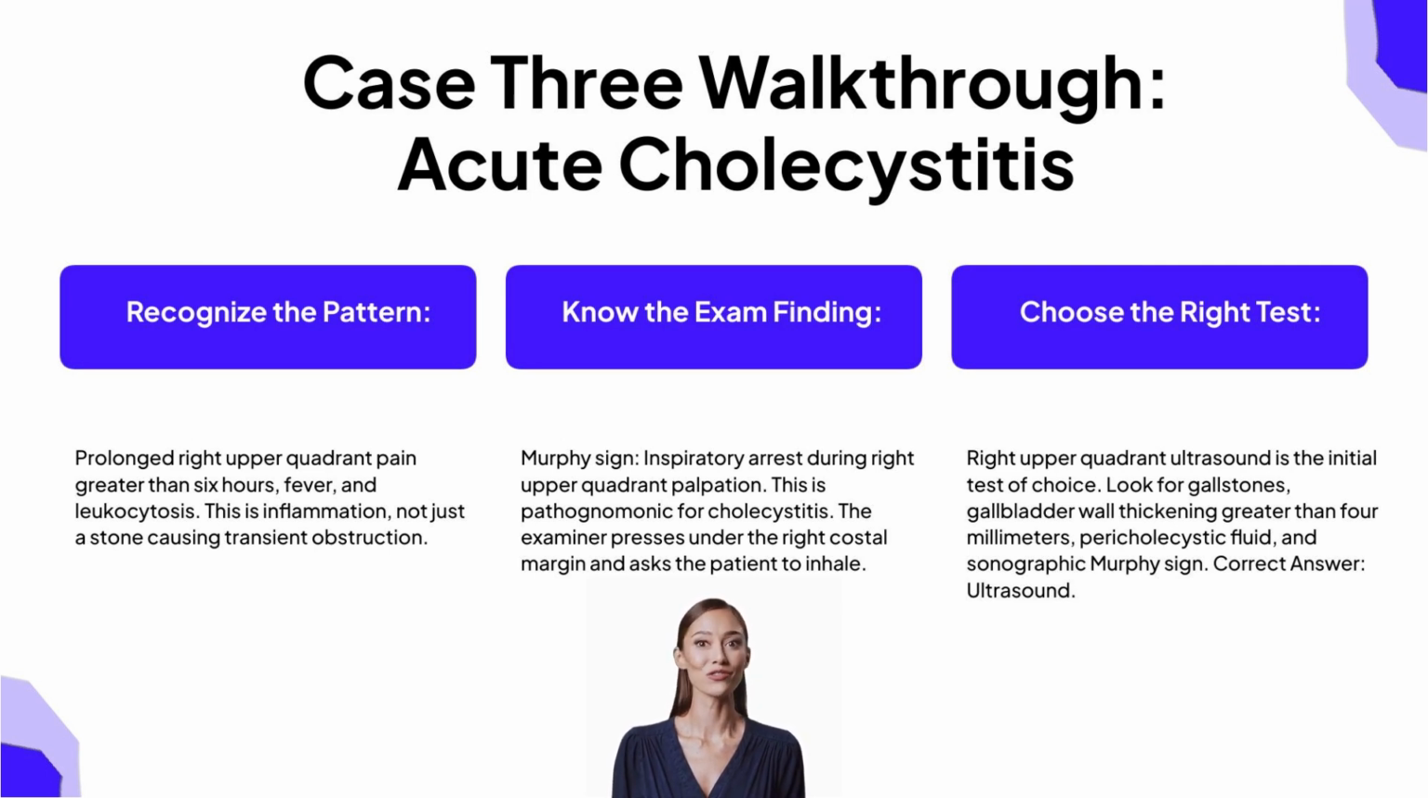The correct answer is right upper quadrant ultrasound. You are looking for gallstones, gallbladder wall thickening greater than 4 mm, pericholecystic fluid, and a sonographic Murphy sign.